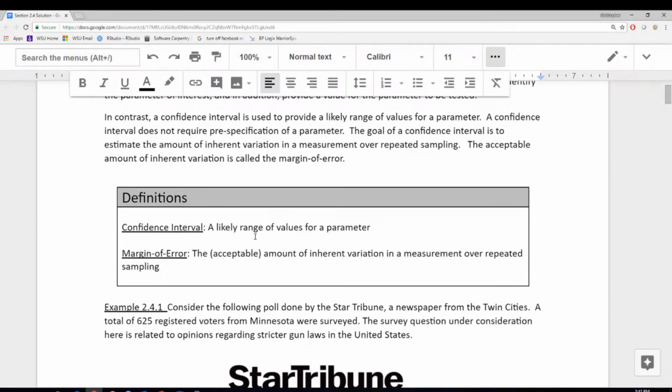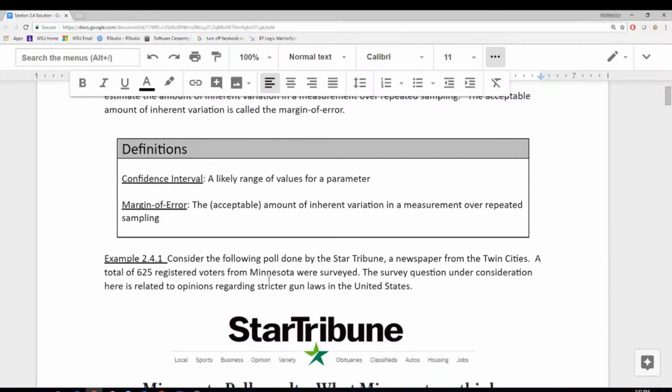A couple of definitions. So what is a confidence interval? A confidence interval is a likely range of values for a parameter. How about margin of error? The definition of a margin of error is the acceptable amount of inherent variation in a measurement over repeated sampling. Oftentimes, margin of error is considered when conducting polls, and that's what we'll look at with our first example. So let us consider example 2.4.1.